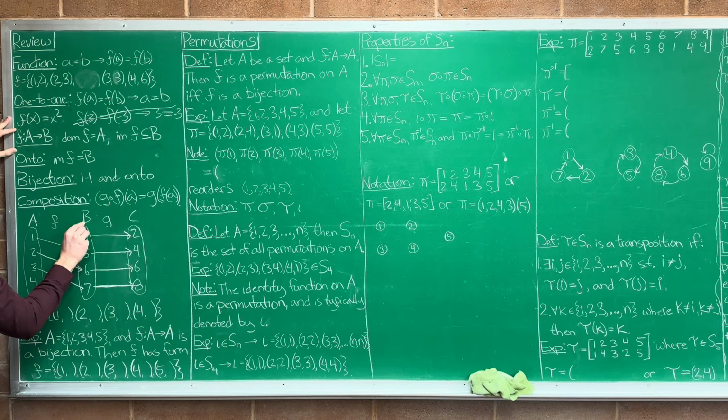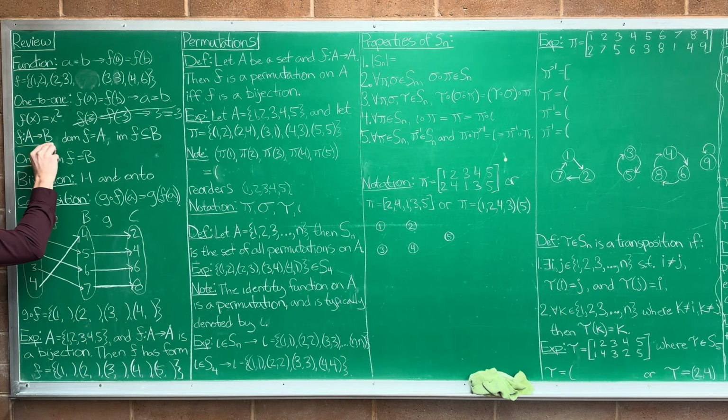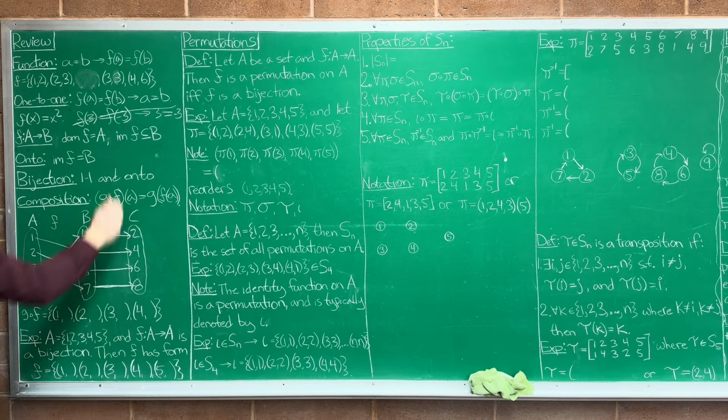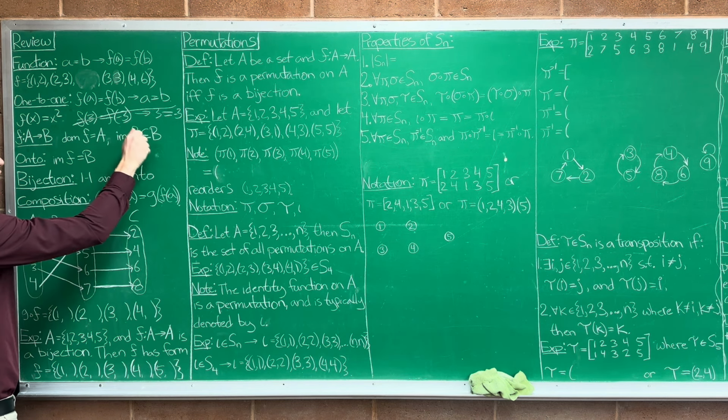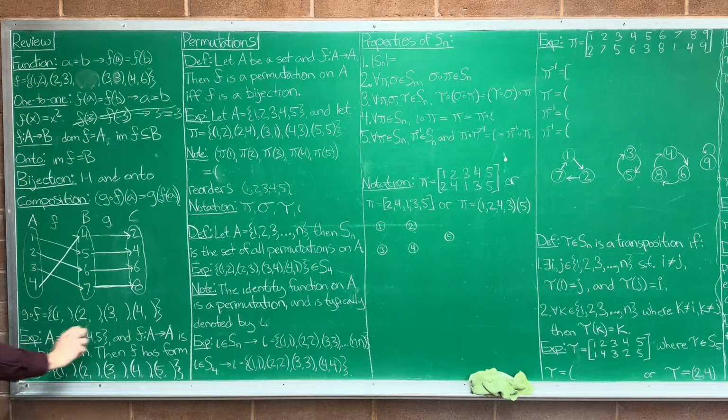So you don't have to use all of B, you have to map everything in A to something in B in order for it to be a function from A to B. Your domain, or all your left-hand elements, will always be all of A. Your image, or all your right-hand elements, will always be some subset of B. Maybe all of B, but at least a subset of B. That make sense? Okay, that was this notation.